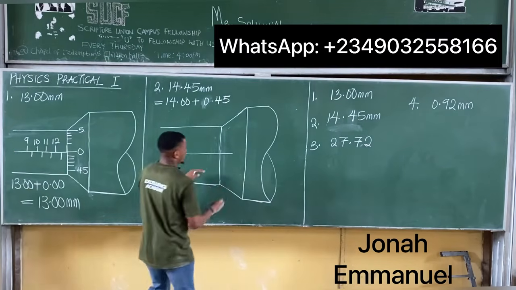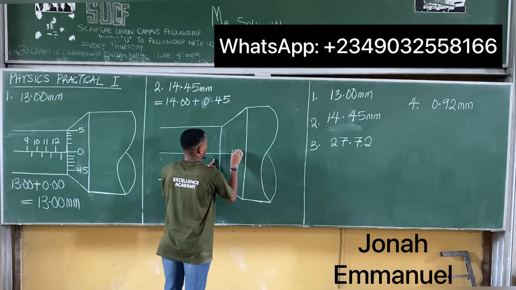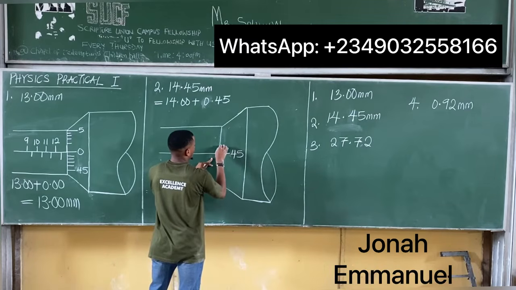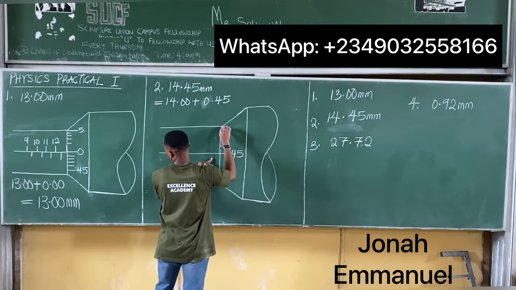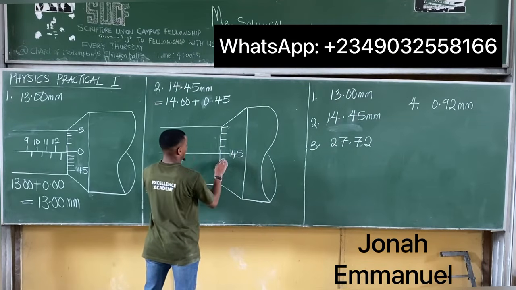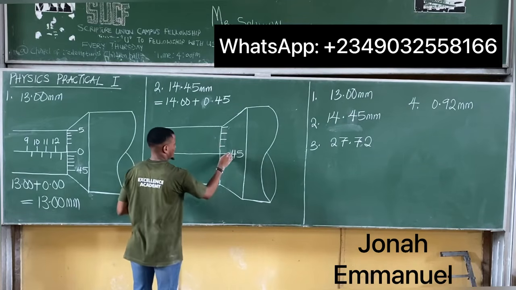Okay, so here becomes 45 to give me 0.45. I'm now having 44, 43, 42, 41. Then this 5, 4, 3, 2, 1. Okay, I'm having this.